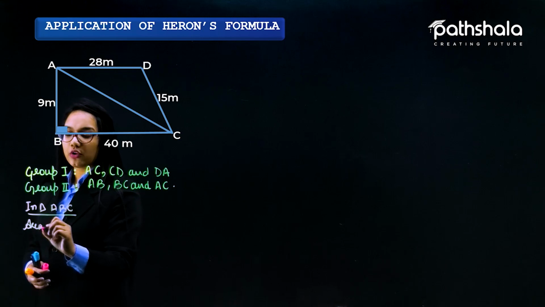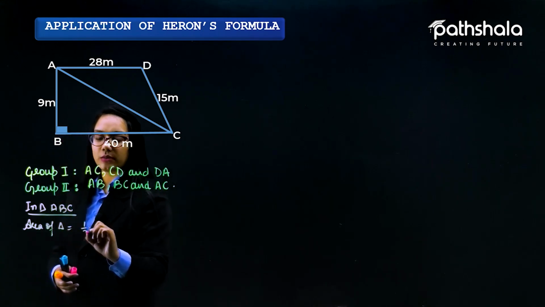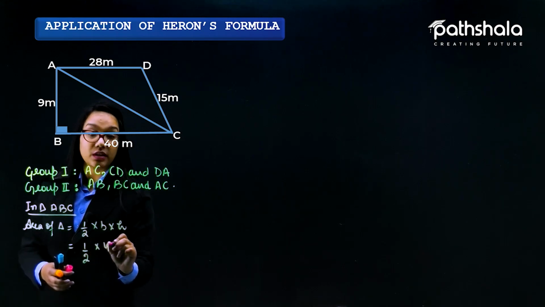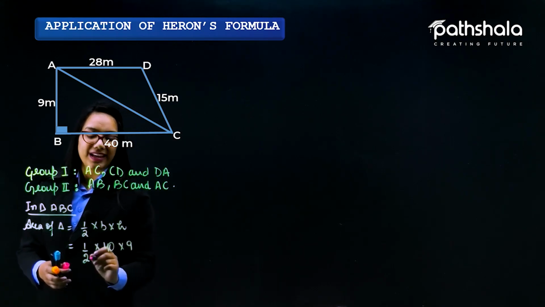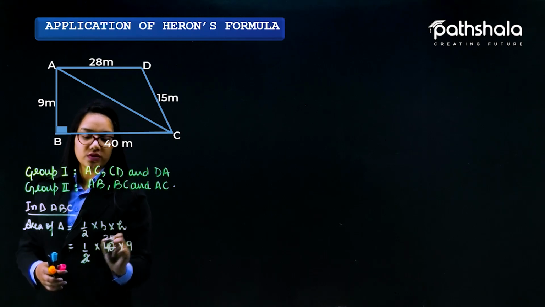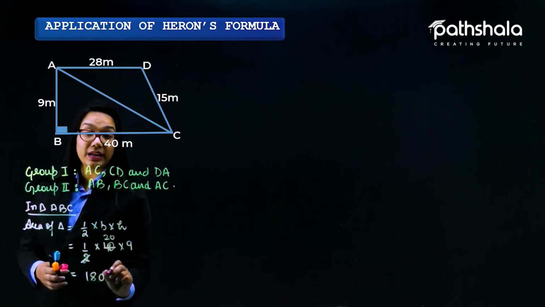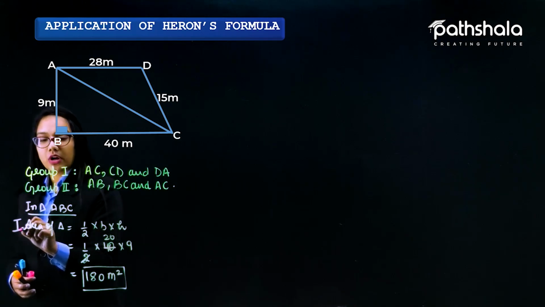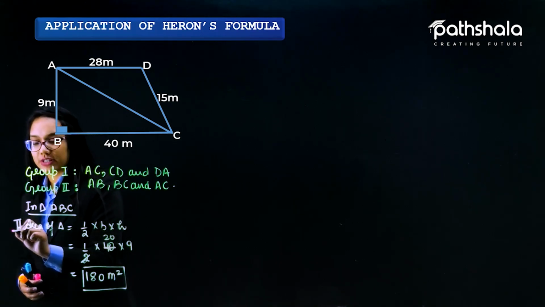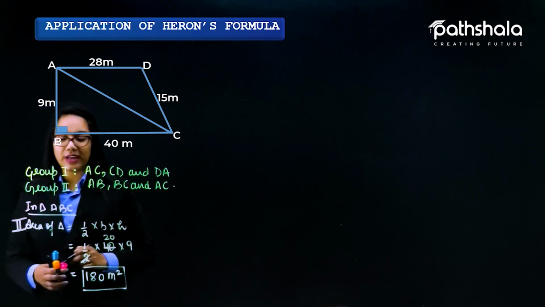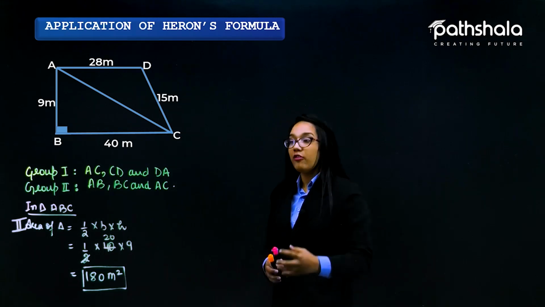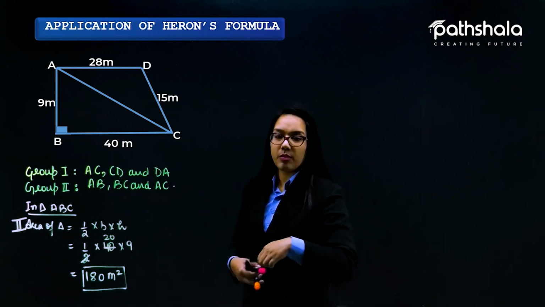The area of the triangle is of the form half into base into height. This would be half into base. Base is 40 and height is 9. So this would be 2 into 2 is 40, which is 180 meter square. This is the area of the triangle for the second group. So for the second group, the area cleaned by them is a total of 180 meter square. Now let's talk about the first one.